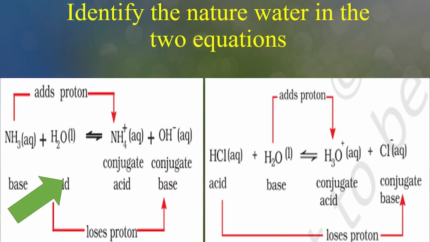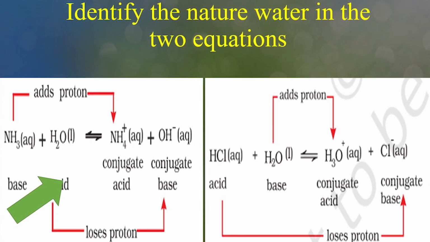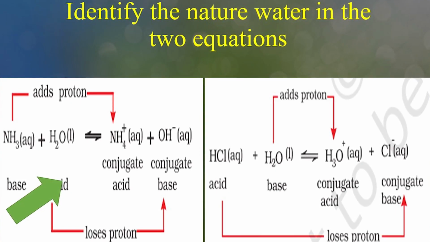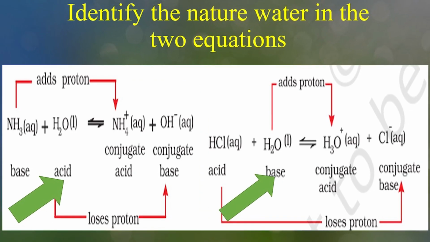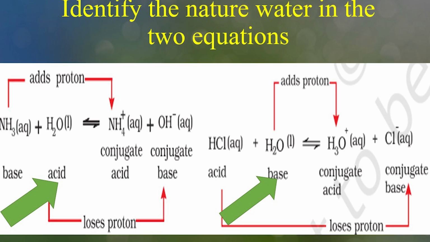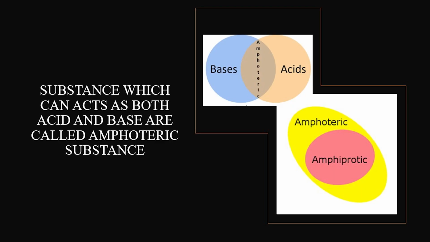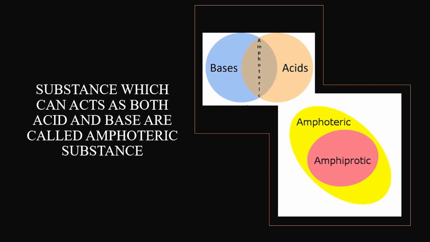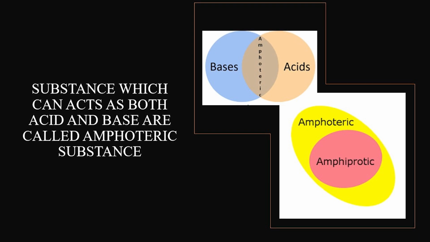In the first reaction, that means dissolution of ammonia in water, H2O acts as acid. And in the second reaction, dissolution of HCl in H2O, H2O acts as a base. So here water plays a dual role. That is, in the first case it is an acid, and in the second case it acts as a base. Such substances which can act as both acid and base are called amphoteric substances.